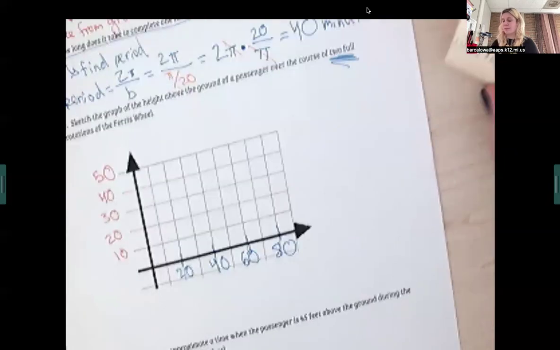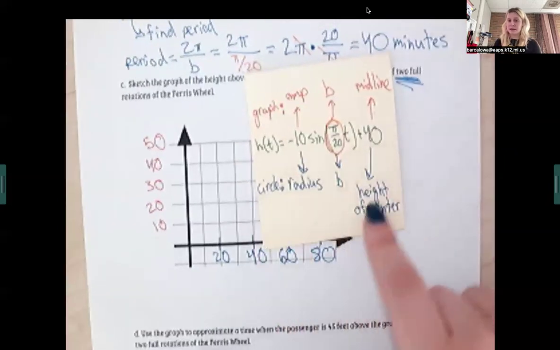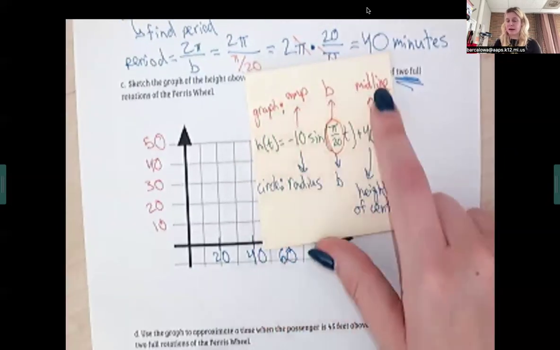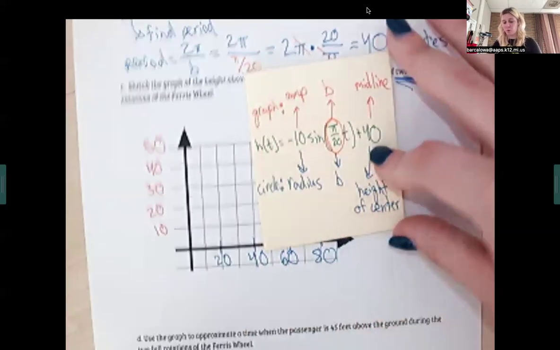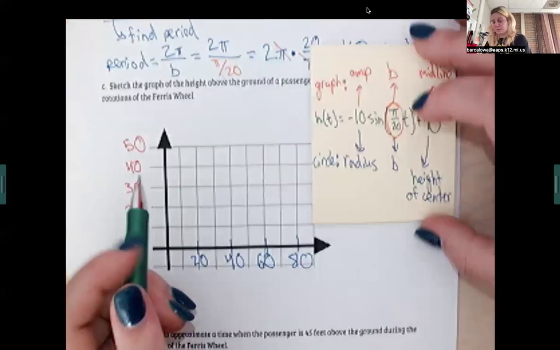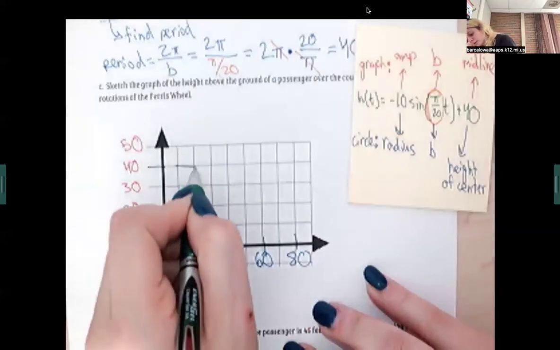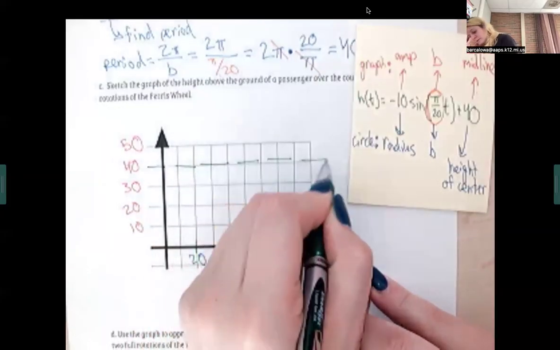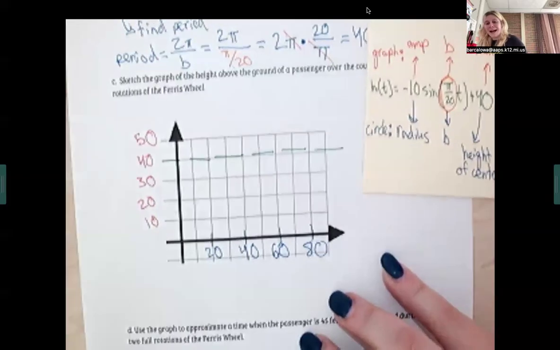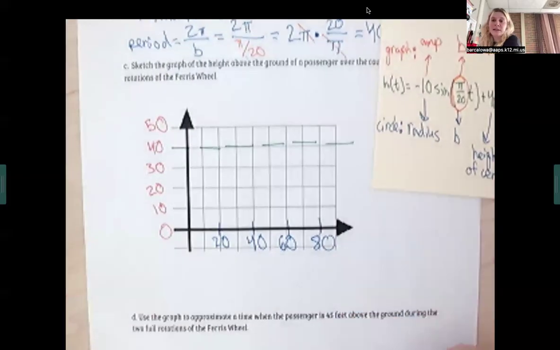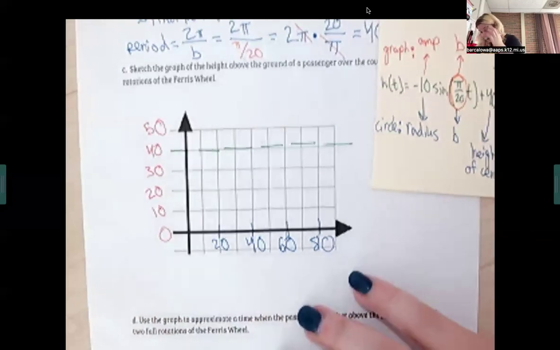Okay, now let's go back and think about, instead of thinking about our circle words, think about our graph words. So my midline is at 40. So let's sketch that. Midline is at 40. Your x-axis needs to be 0, okay? Some of you guys were labeling it as like 100. No, your x-axis needs to be 0. So there's my midline.